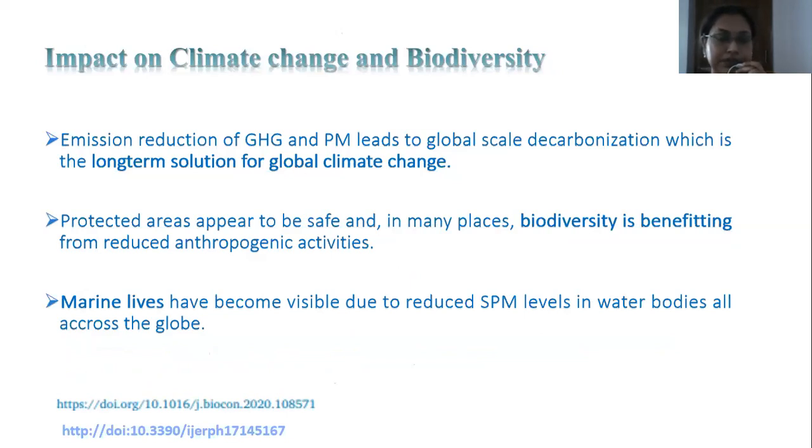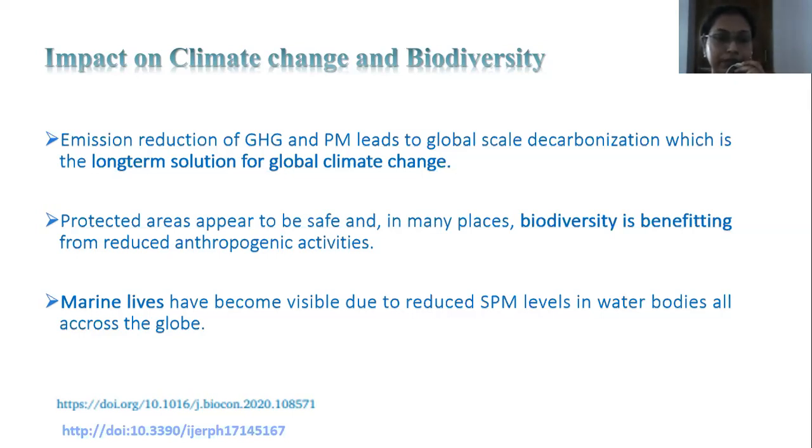Now, because of the changes in the air quality and the water quality, there is a visible impact on climate change, the global climate change, and also on the biodiversity. Decarbonization is the only solution to climate change, which the United Nations has already forecasted. Due to the lockdown, all the megacities all over the world have seen a reduction of GHG, that is the greenhouse gases, and PM, which leads to decarbonization. Decarbonization means the reduced use of fossil fuels, so that the generation of carbon dioxide is less.